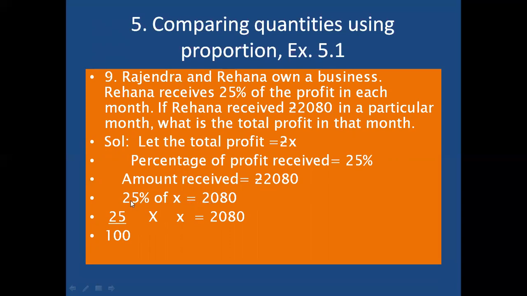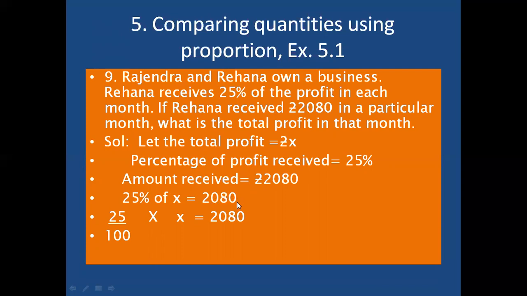How will we represent that? 25% of X. That means total profit. This is only the share of Rehana, but total profit means the profit received by both Rehana and Rajendra. We have assumed that total amount as X. So total profit amount is X. Then the share of Rehana is 25%. So 25% of the total profit is equal to how much she received?